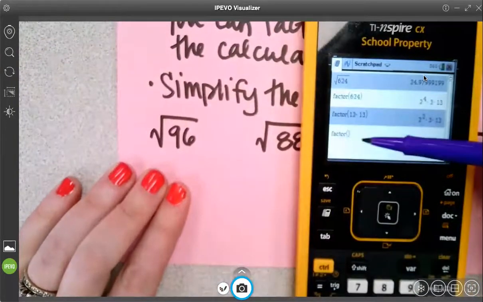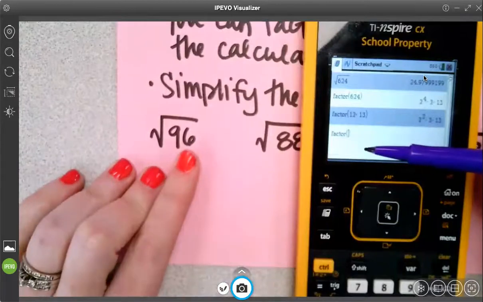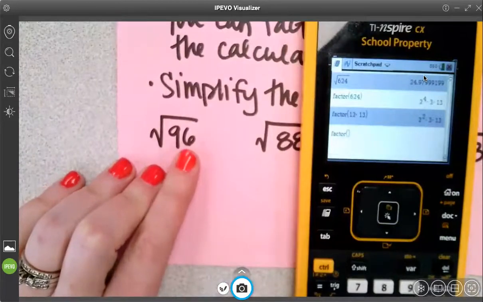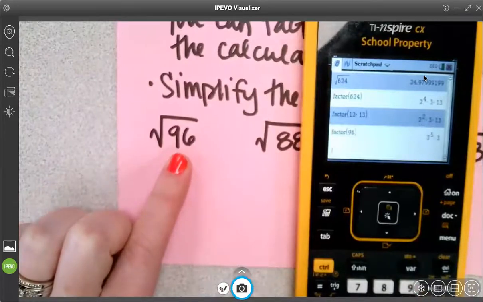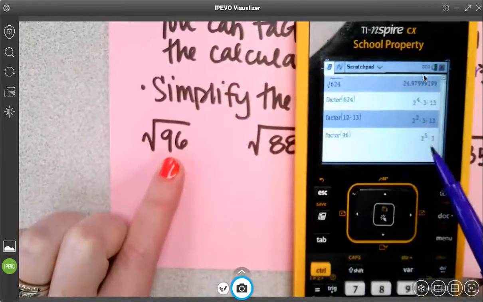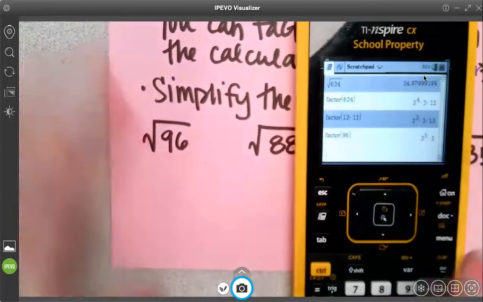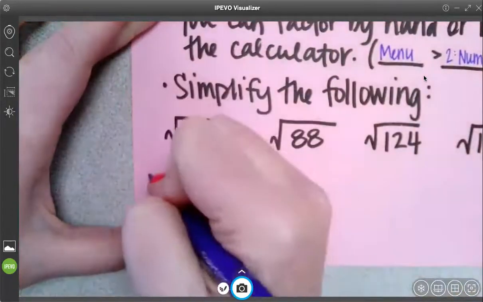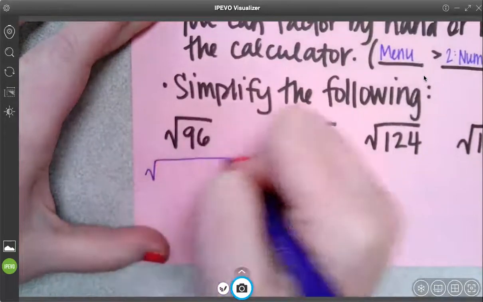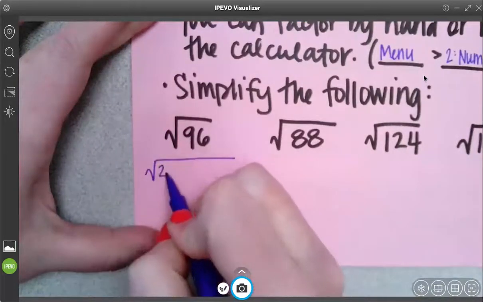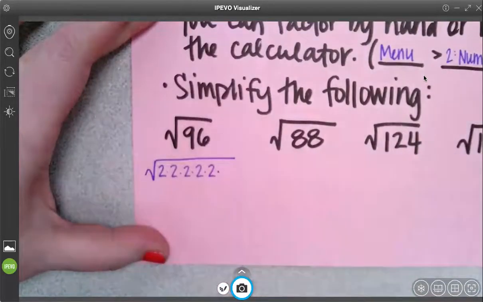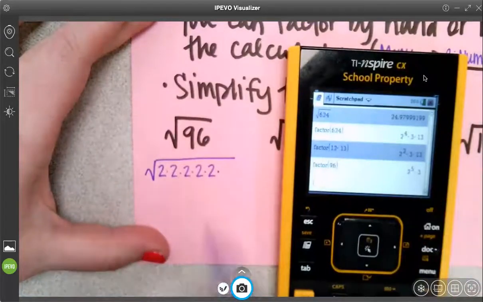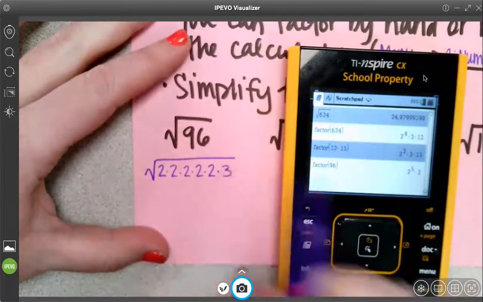So when you do menu number factor, it pops up just like this. It says factor and it has these parentheses. And so we're going to type this radicand in here. So the radicand is the number under the radical. So I'm going to factor 96. And it says 2 to the 5th times 3. So that means there are 5 2's. So I'm just going to rewrite this square root of 96 as 1, 2, 3, 4, 5 2's followed by a 3. So 5 2's and a 3.